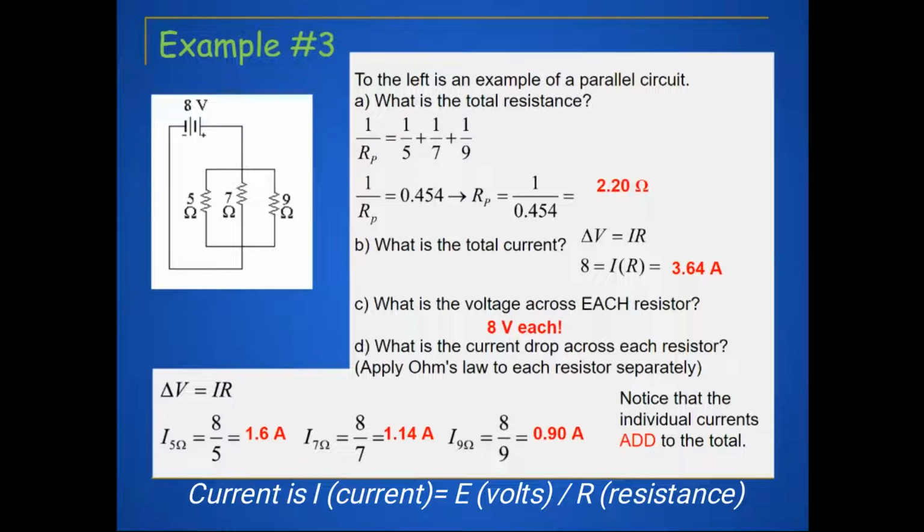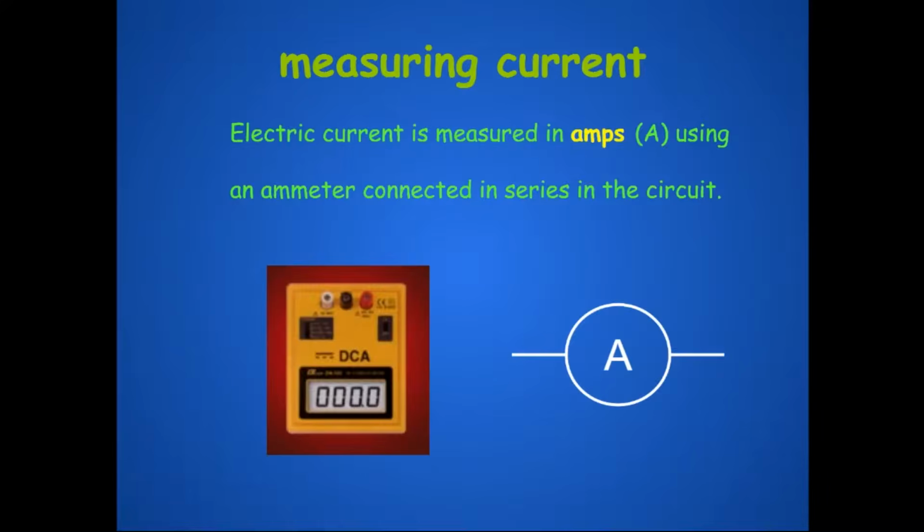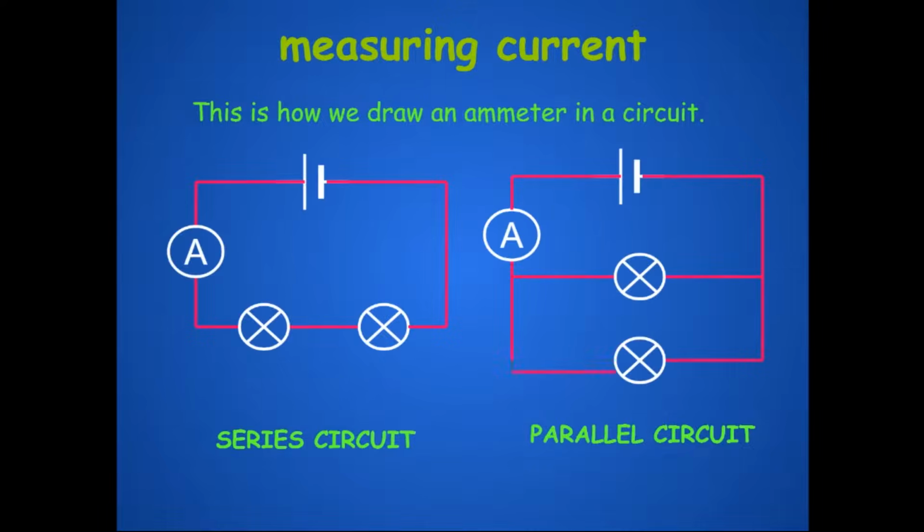So if we add 1.6 amps up with 1.14 amps with 0.90 amps, it will come out to the 3.64 amps. Electric current is measured in amps using an ammeter connected in series in the circuit. So when we're looking at this example here, we can see that if we're going to be doing a series circuit, our ammeter is going to be placed between the power source and that first load. And if we're doing a parallel circuit, we're going to be placing our ammeter between the power source and again, that first load in our parallel circuit.